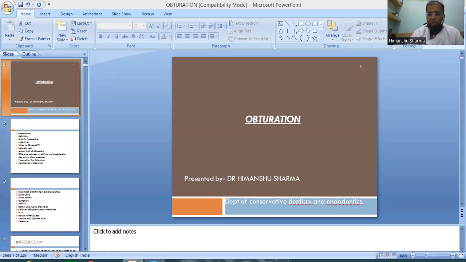Obturation prevents coronal leakage and bacterial contamination, seals the apex from periapical tissue fluid, and seals remaining irritants in the canals. So, the definition of obturation: obturation is the last phase of treatment in which canals are filled with a biologically inert material as close as possible to the cemento-dentinal junction, or in short, we can say that it's an apical stop.